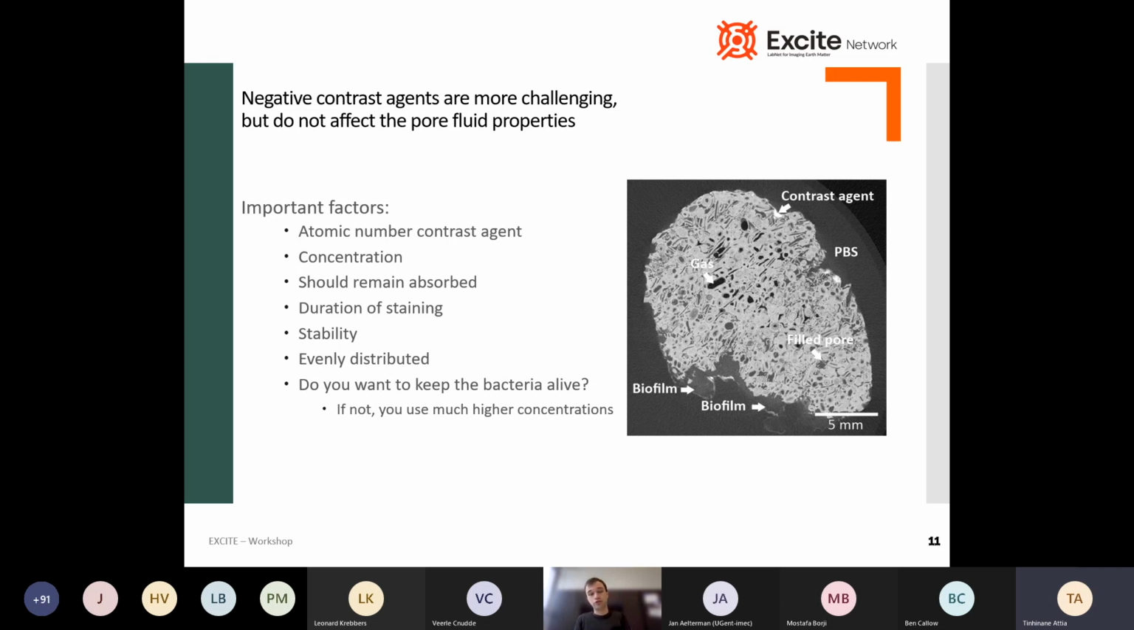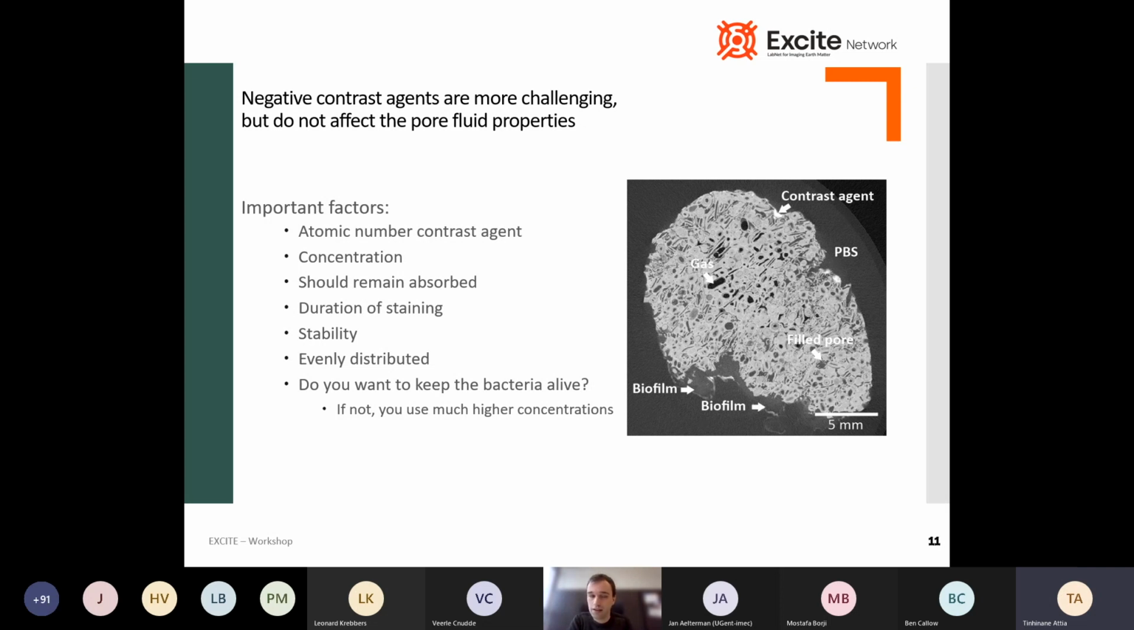The contrast agent should also remain absorbed, so it should not get detached when you remove the non-attached contrast agent. You should think about how long you are staining, and whether it keeps your phase of interest stable, and it should be evenly distributed. This accounts for all contrast agents, negative contrast agents too, and it's sometimes hard to find the right balance between all these factors.